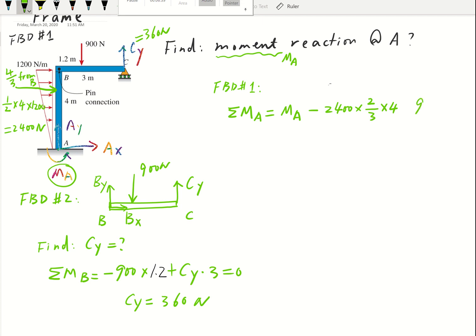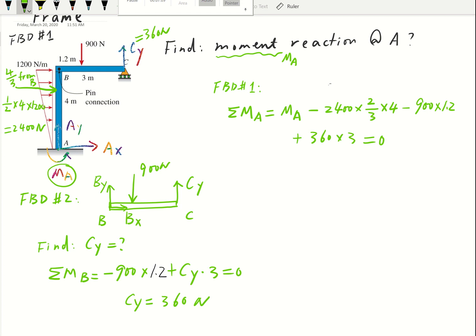Then we move to this 900 Newton. So this 900 Newton is going to be rotating about A. And the moment of arm is 1.2. And that is clockwise, so that's negative as well. Then the last force is CY, which we already know. It's 360 Newton. And that moment of arm is going to be 3. And that is counterclockwise, so that's plus. All of that going to give us equal to 0.